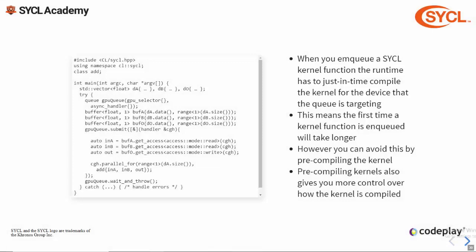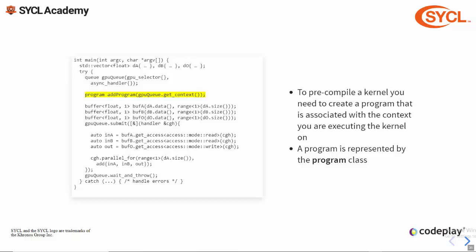Generally, SYCL device compilers will produce binaries in an intermediate format such as SPIR, SPIR-V, or some other proprietary format. So when you enqueue a SYCL kernel function in your application, the SYCL runtime will often do just-in-time compilation to compile it down to the instruction set of the target device. This means that the first time you enqueue a kernel, it may take longer than subsequent enqueues. However, you can avoid this by precompiling your kernels. Precompiling kernels can also give you more control over how they're compiled, allowing you to specify specific flags or even linking other libraries.